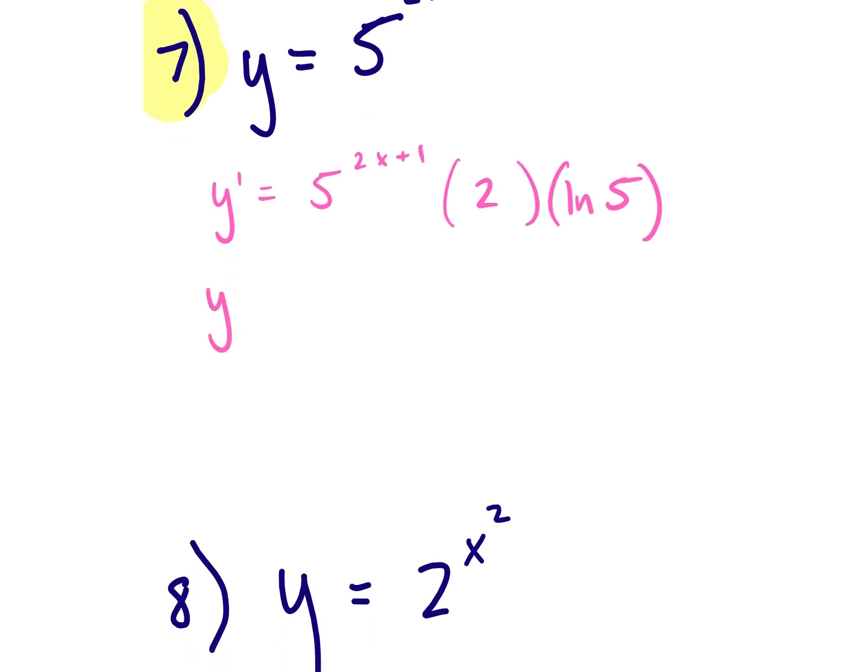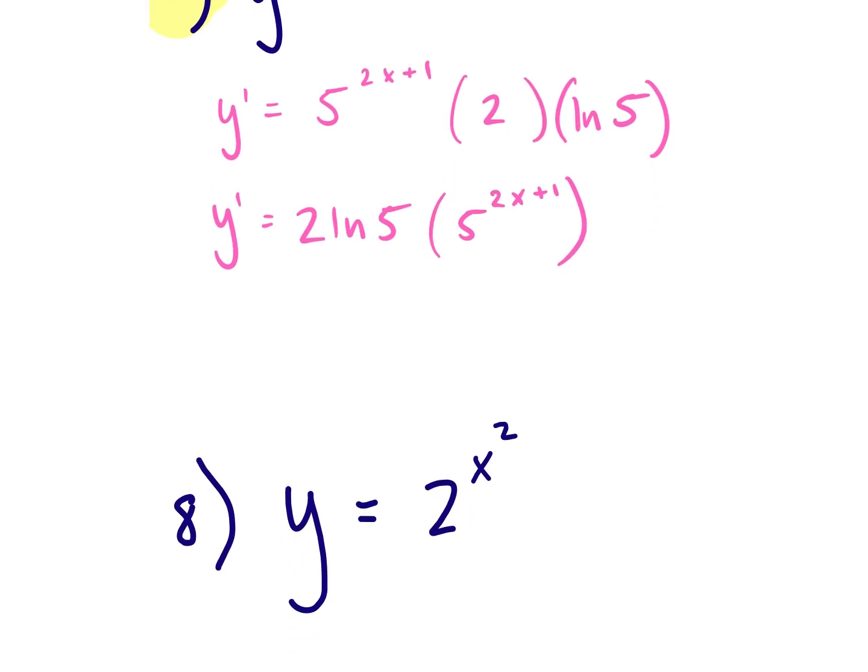So I'm just going to rewrite this. We have 2 times the ln of 5 times 5 to the power of 2x plus 1. Order doesn't really matter, but it kind of looks a little bit neater like this. Another way that we could simplify, you don't have to if you want to leave it like this on the quiz, that's fine. But another way that we could simplify is because we have a 2 as a coefficient on our ln, we could move that to the top of our 5, make it an exponent.